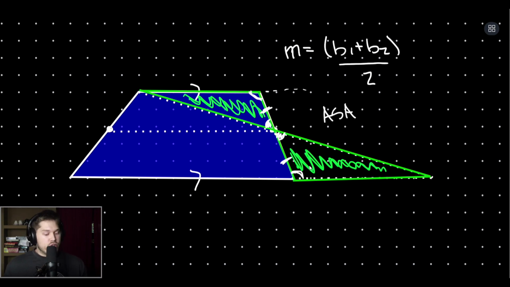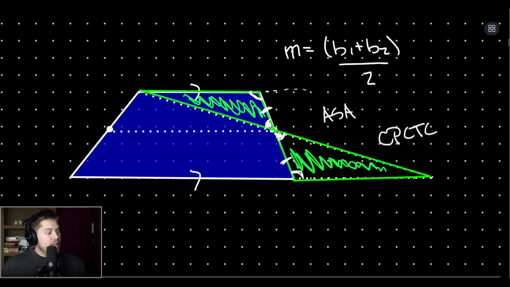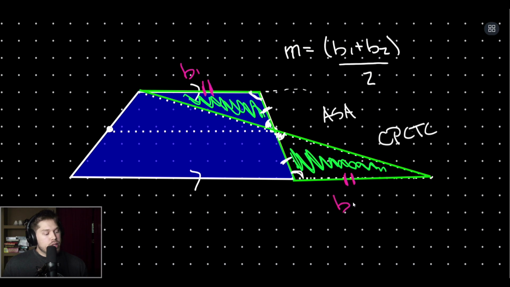Okay, now that we've proved that these triangles are congruent, how can we use that information to prove that the midpoint is equal to base 1 plus base 2 divided by 2? Well, since congruent parts of congruent triangles are congruent, you might be familiar with that as CPCTC, that tells us that this top side and this bottom part are the same length. This top side is, of course, our base 1, and so this bottom length is equal to base 1.